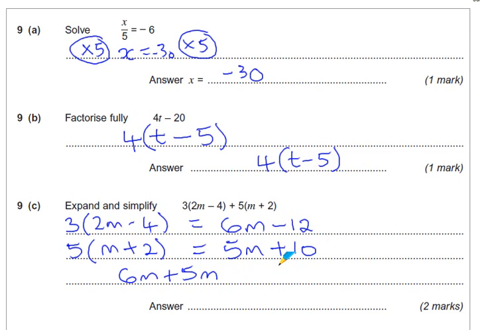I could write minus 12 add 10 here. However, it's exactly the same thing to say add 10 subtract 12. It's easier to start with my positive number. 6m plus 5m is 11m, and then 10 take away 12 is negative 2. My answer is 11m minus 2.